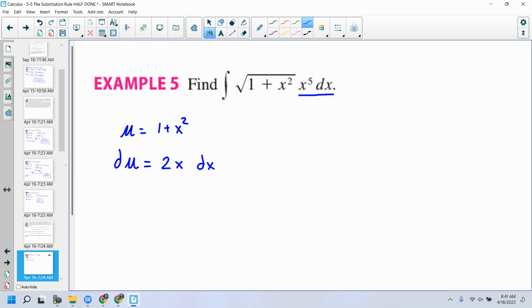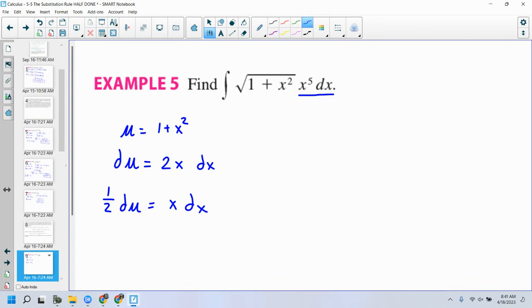Okay, so maybe there's some way I can work around this. Now, do I see a 2? No, that 2 is going to have to go bye-bye. We've been doing that a lot in these cases, right? So get the whole number to go away. 1/2 du is x dx.